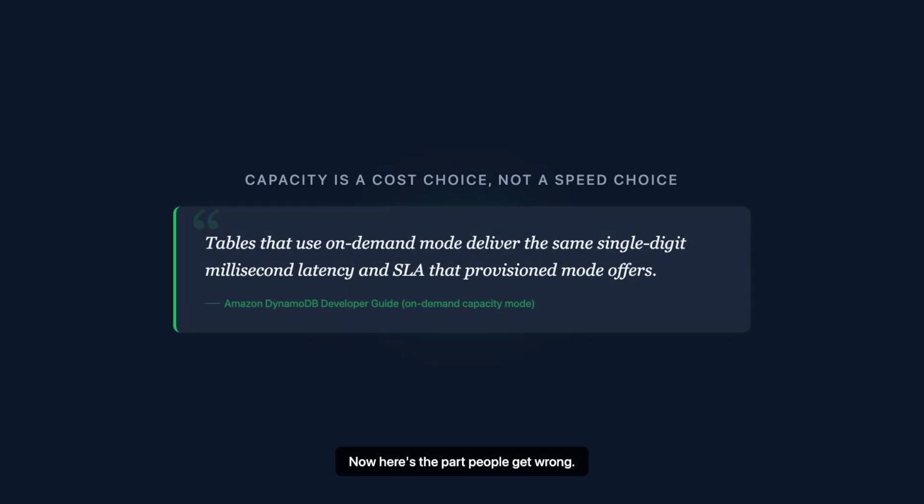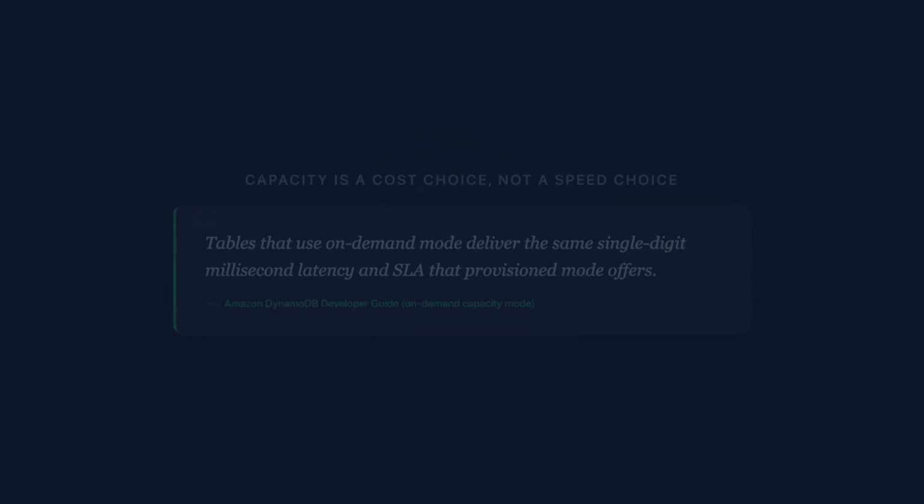Now here's the part people get wrong. They assume one capacity mode is faster than the other. It isn't. The developer guide says it plainly. Tables using on-demand mode deliver the same single-digit millisecond latency and the same service level agreement that provisioned mode offers. So the choice between them is purely about cost and operational effort, never about speed. Spiky and unpredictable, reach for on-demand. Steady and forecastable, provisioned saves money per request, same latency either way.